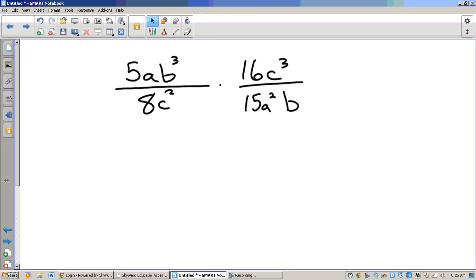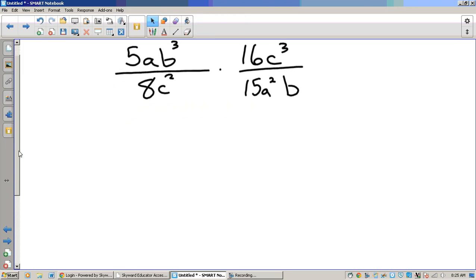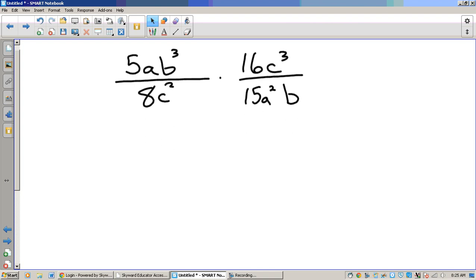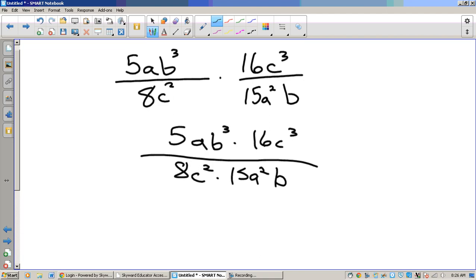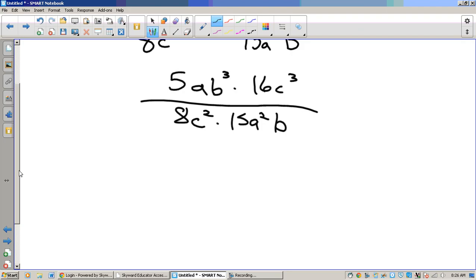If we take this same problem, let's look at it like this. Let's just write straight across 5AB cubed times 16C to the third over 8C squared times 15A to the second B. Now, if there's anything we can reduce on the top and bottom here, we can simplify. So 5 and 15, 5 goes into that, so that would be 1, and this would be 3.